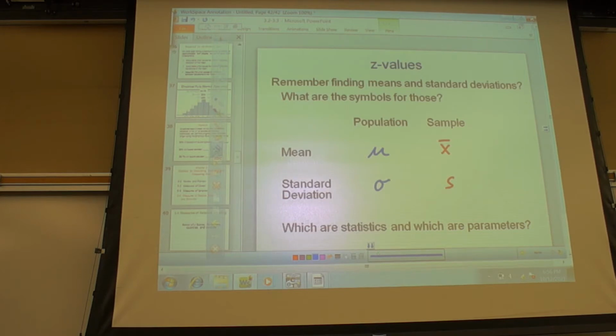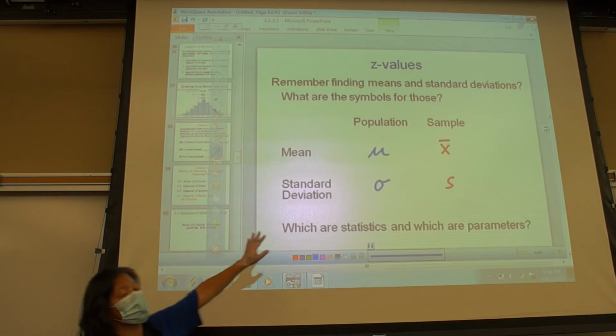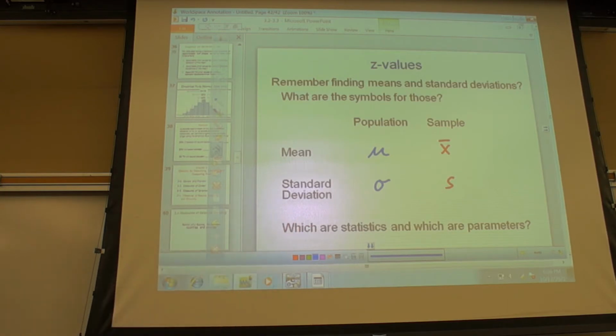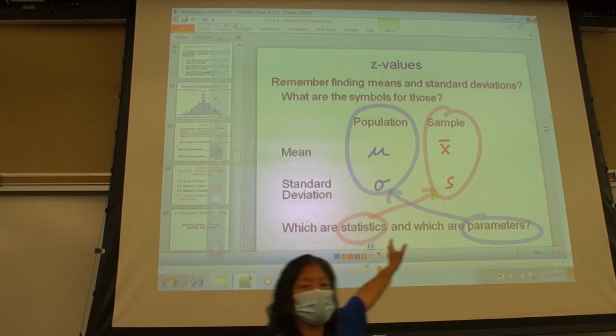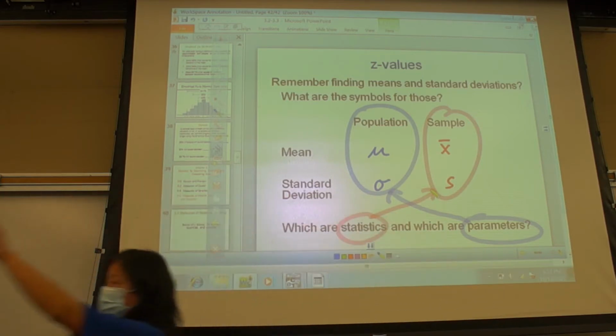So which of these are statistics? The ones in red. The ones for the sample. Good. So these guys are statistics. Which ones are parameters? The ones for the population, P for parameters. So that means that mu and sigma are parameters. X bar and s are statistics. Good? Everybody on board with that? Yes. Great.